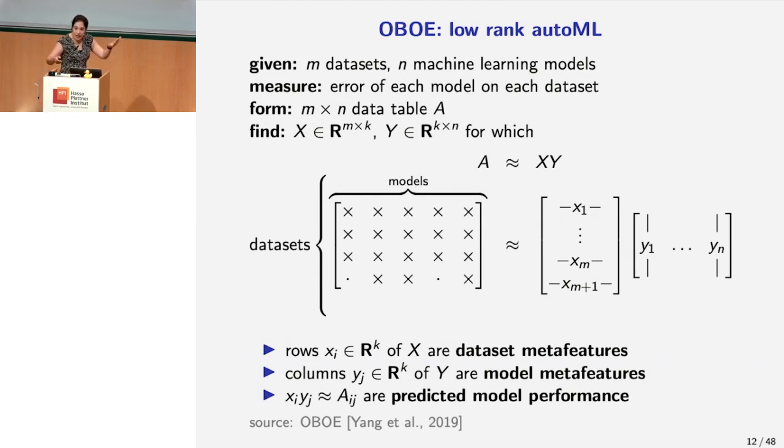Cool. So let's think about it this way. The rows of x are data set meta features. The columns of y are model meta features. And the xi, yj's are predicted model performance. Okay. So that's kind of cool, right?